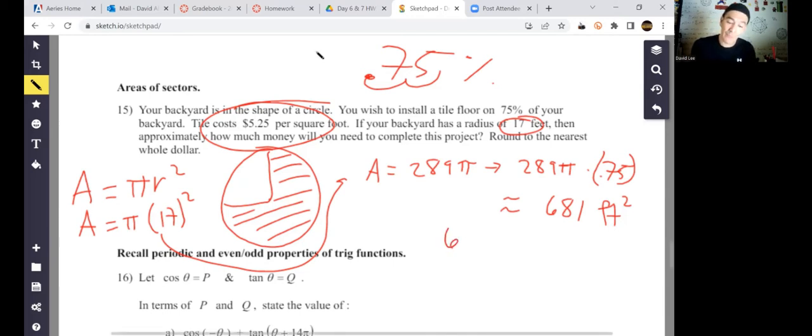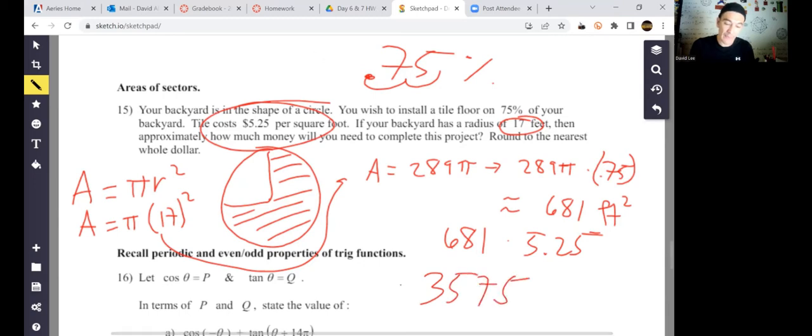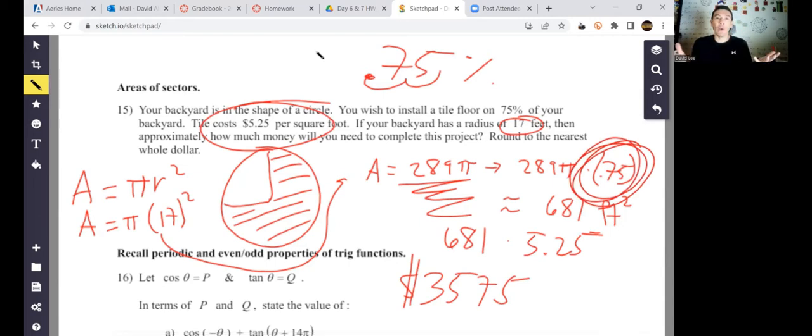So to finish this problem, take 681 square feet and multiply it by 5.25 per square foot, right? So 681 times 5.25, and that's about 3575, and that would be dollars. So the key was to take the full area, but multiply it by whatever percentage you want to fill up. If it was 50%, I would have multiplied by 0.5. If it was 25%, I'd multiply by 0.25 and so on. So that was number 15.